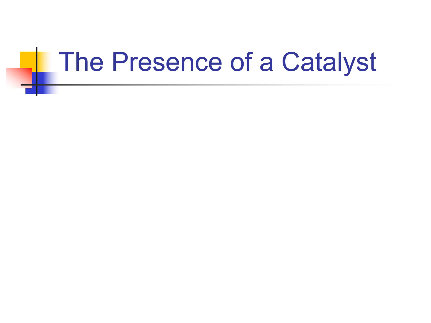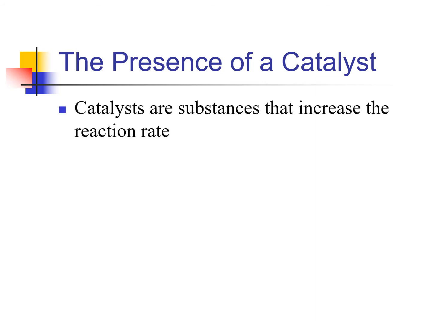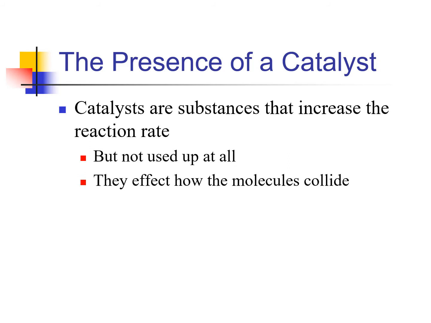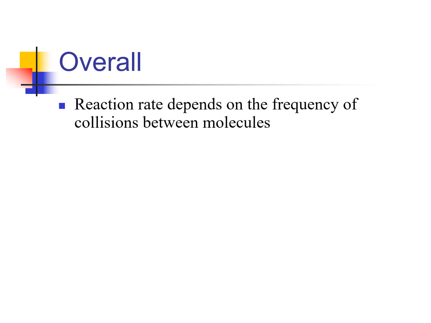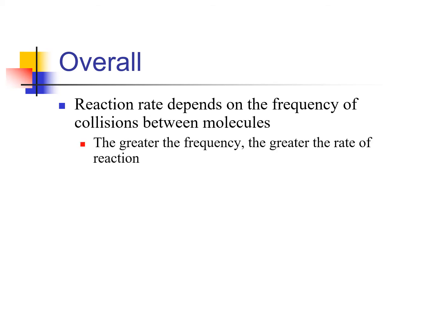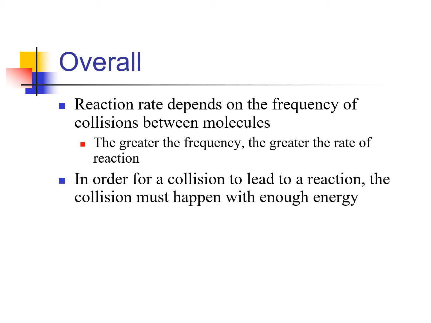And finally, a catalyst. In this chapter, we're going to get into exactly what catalysts do, but they will increase the reaction rate, but they're not used up. We'll see how this works as the chapter progresses. They actually affect how the molecules themselves collide. They provide easier, better routes for the chemical reaction. So overall, reaction rate is all based upon the frequency of collisions. The greater the frequency, the greater the rate of reaction.